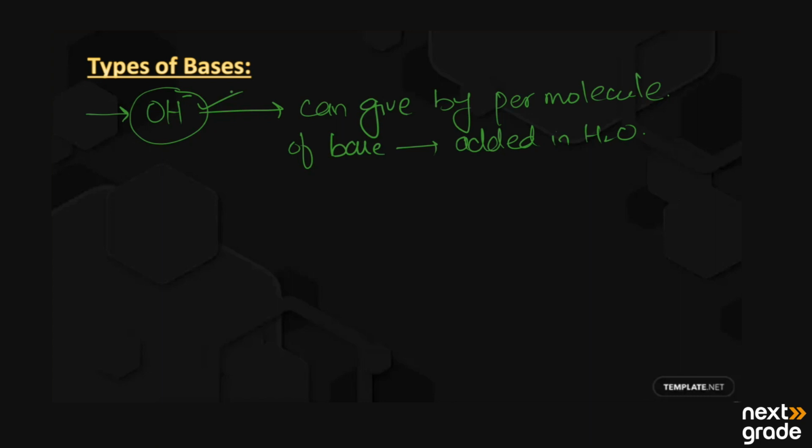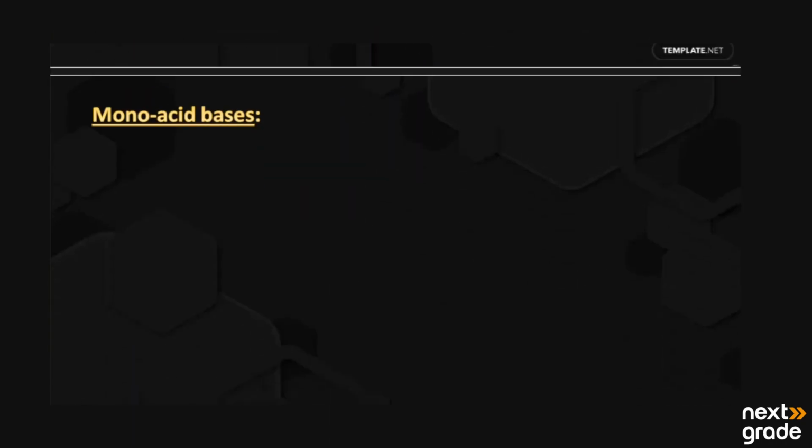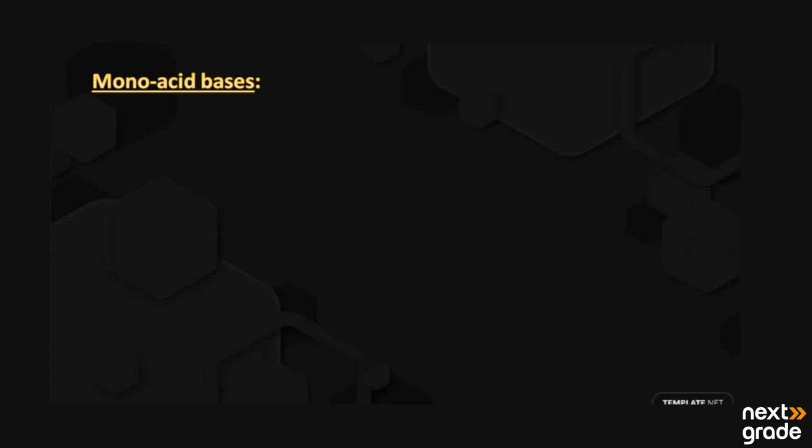We basically have two categories of bases. The first type is monoacid bases, and the second is polyacid bases. As the name shows, mono means one and poly means many. So let's discuss these two types of bases one by one in detail.